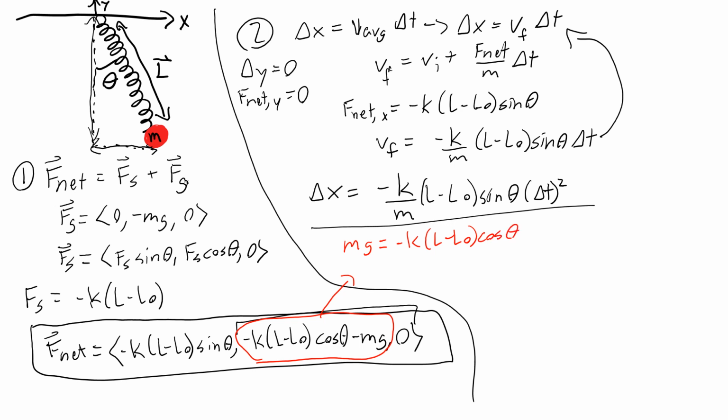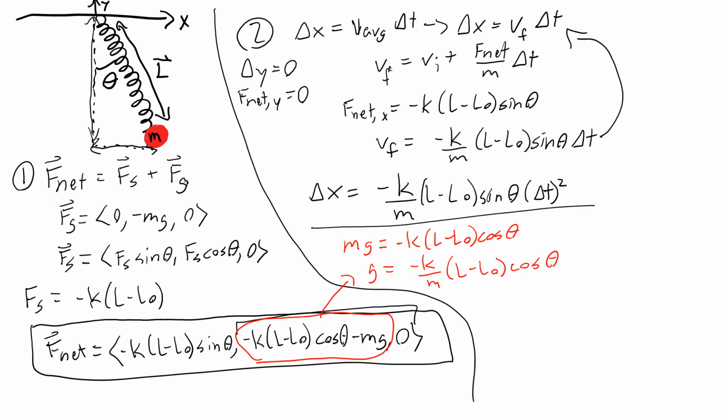What we can notice is that what we have here looks pretty similar to our equation for delta x. If we divide both sides by m, we get that g is equal to negative k over m (L minus L naught) cosine theta. As you can see, this is very similar to our delta x equation, except we have a sine in the delta x equation instead of a cosine, and we don't have that delta t. But that's okay because we are told that we can have delta t in our final answer.